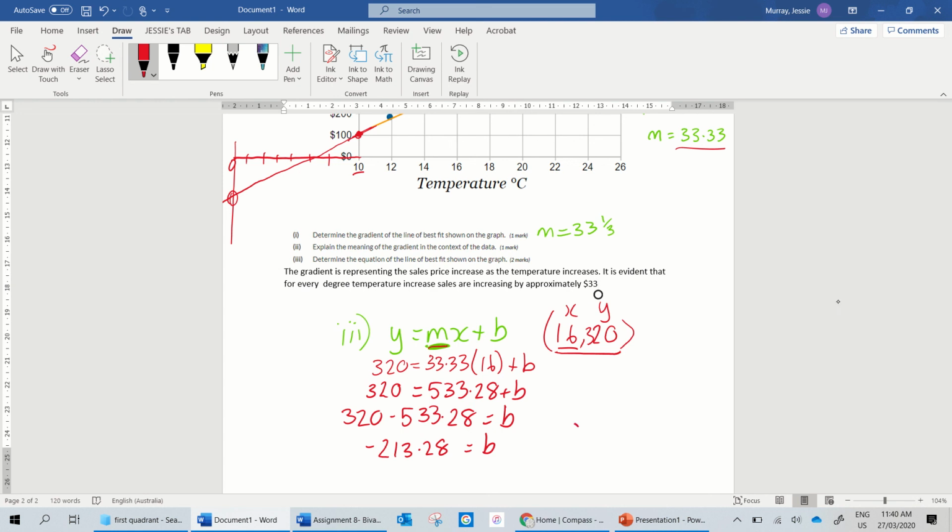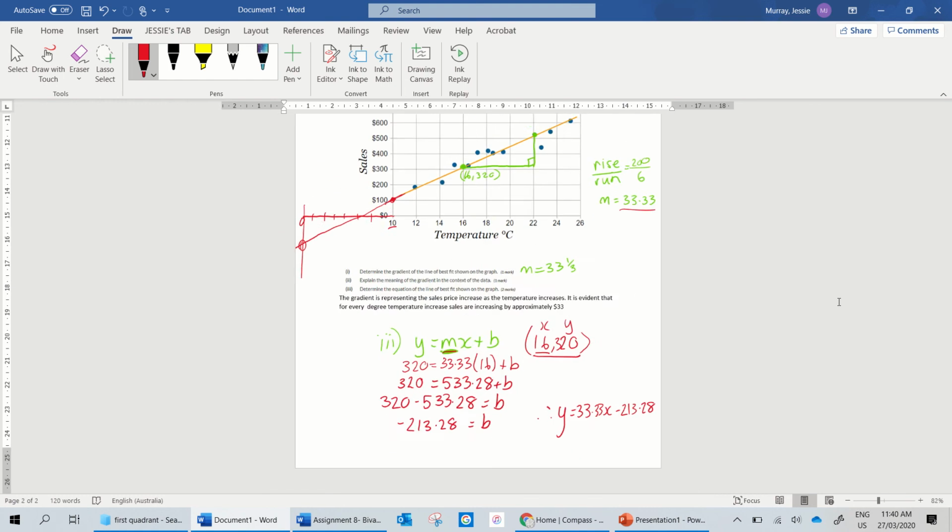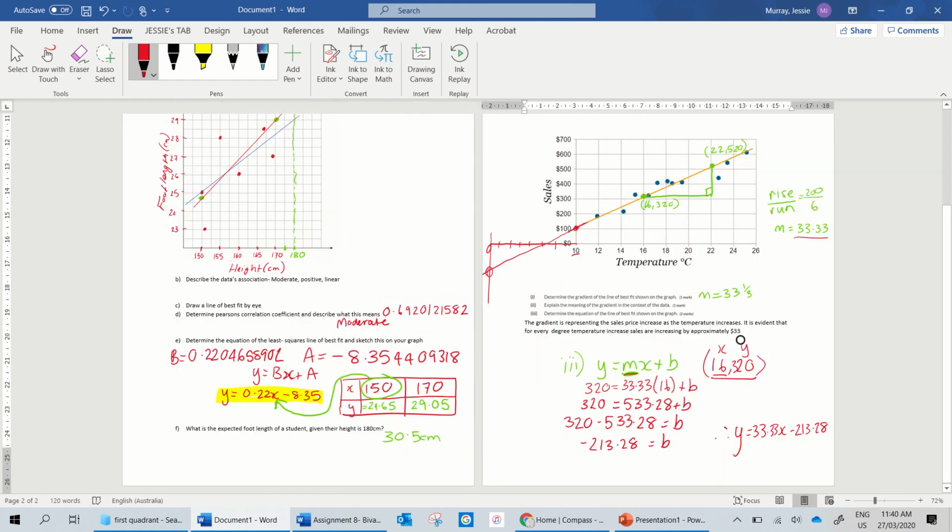Okay, so then therefore the equation of the line is equal to 33.33x minus 213.28. Tough question, okay, but it's expected that you know how to do that.